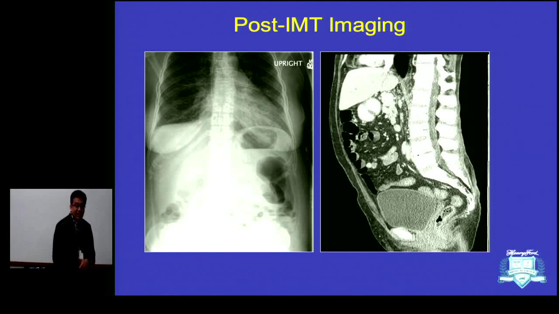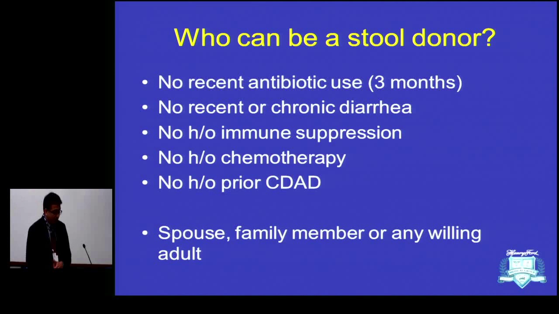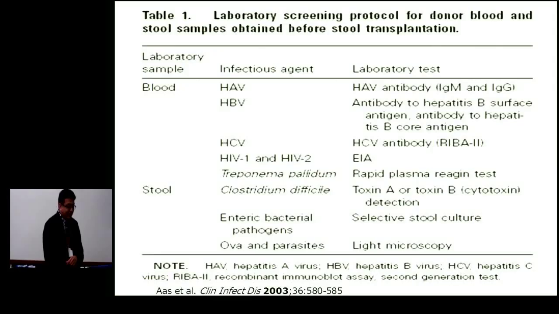So who can be a stool donor? Anybody, if they have not received any antibiotics, you want normal flora, so at least 3 months or so. You shouldn't have any acute or chronic diarrheal illness, and you should not be on any immune suppression, no chemotherapy, and definitely no prior history of CDI. So spouse, family members, or any willing adult, anybody can be a donor.